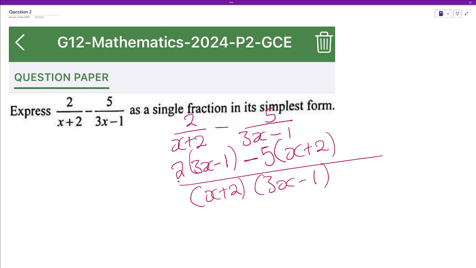Start expanding. 2 times 3x is 6x. Okay, 2 times negative 1 is negative 2. Negative 5 times x is negative 5x.